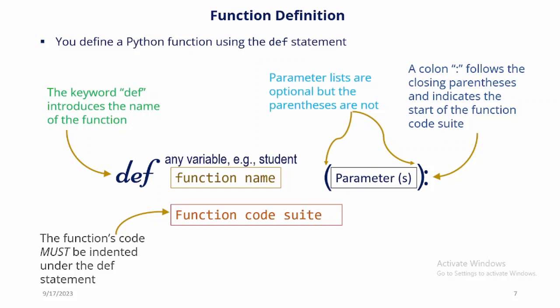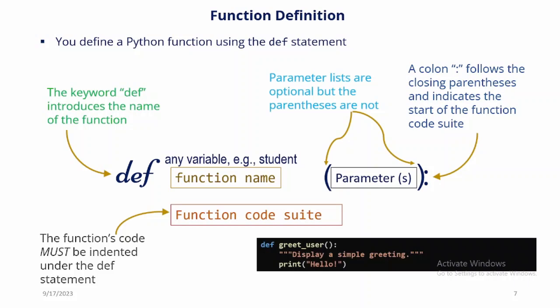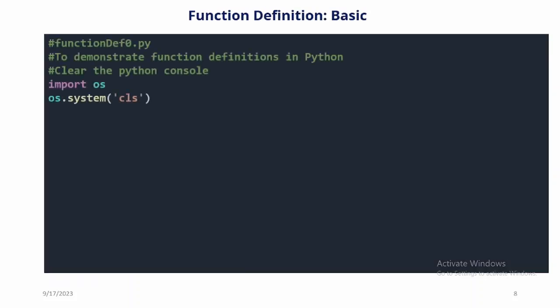The function code suite must be indented under the def statement. For example, we have a sample here, def greet_user. So greet_user is the name of the function. This function does not have any parameters. Under the function, we have a docstring comment that says display a simple greeting. That's just a comment. But what the function does is below, print hello. So the function greet_user prints hello. That's what it does. So let's look at an example right away. Function def0.py to demonstrate function definitions in Python, basic definitions.